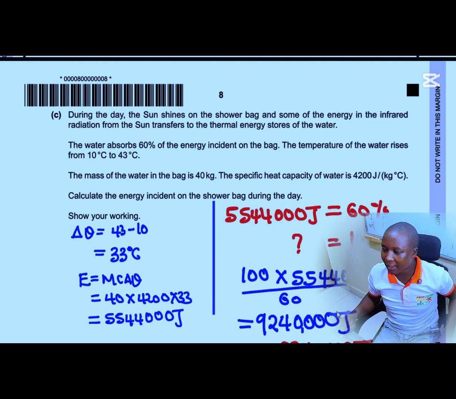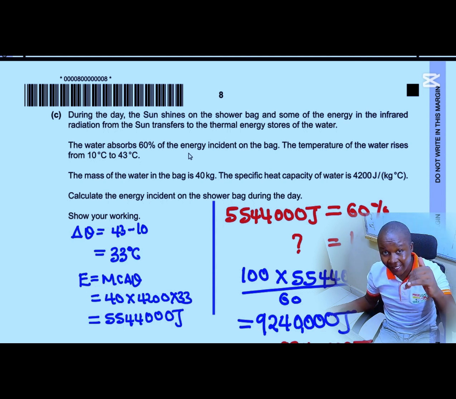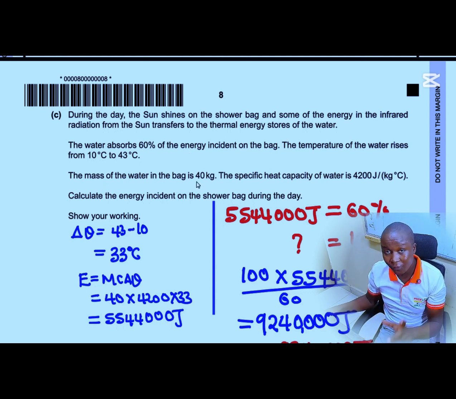During the day, the sun shines on the shower bag, and some of the energy in the infrared radiation from the sun is transferred to the thermal energy store. We are told only 60% of the incident energy is absorbed. The mass of water in the bag is 40 kg. The specific heat capacity of water is 4,200 joules per kg per degree Celsius. Then we're supposed to calculate the thermal energy incident on the shower.